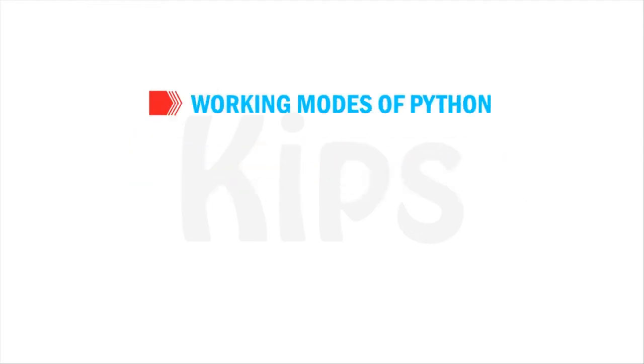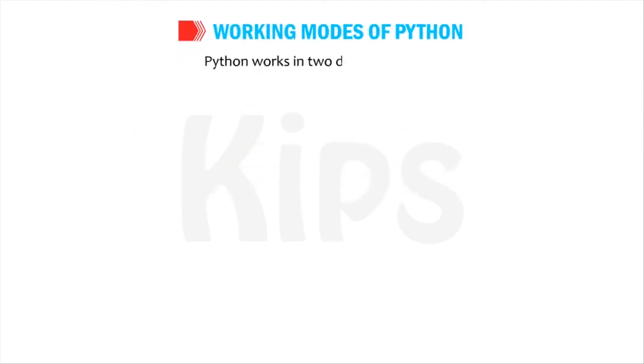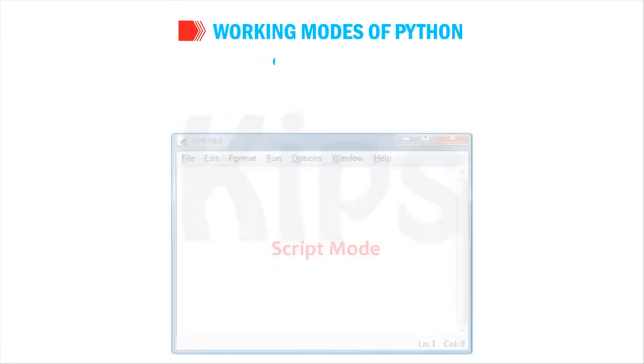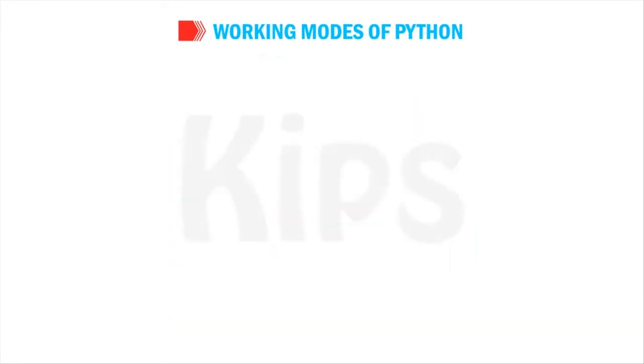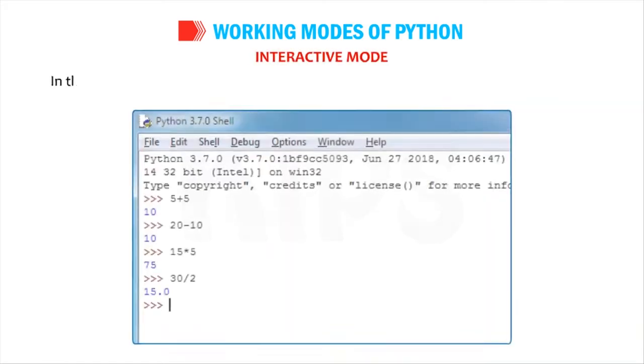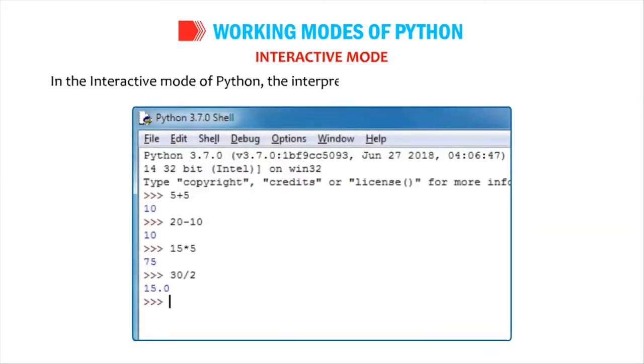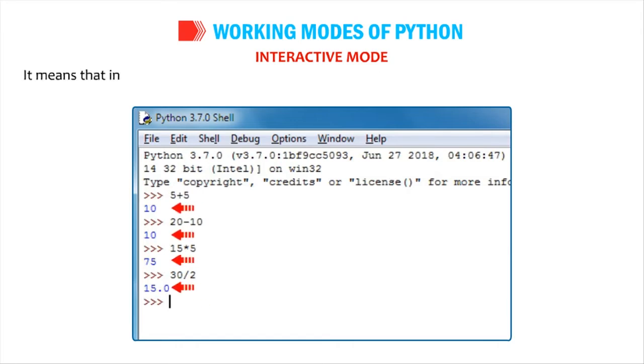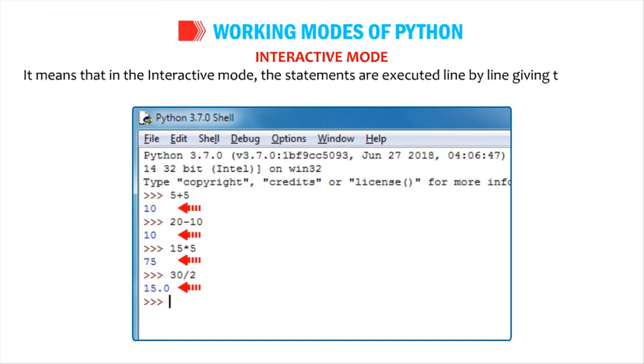Modes of Python. Python works in two different modes: interactive mode and script mode. Interactive mode. In the interactive mode of Python, the interpreter executes the statements one by one. After the first statement is executed successfully, it moves to the next statement. It means that in the interactive mode, the statements are executed line by line, giving the output instantaneously.